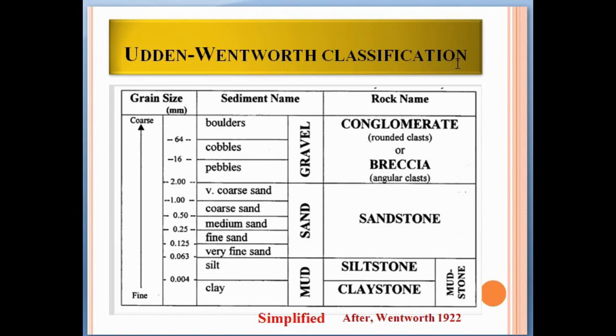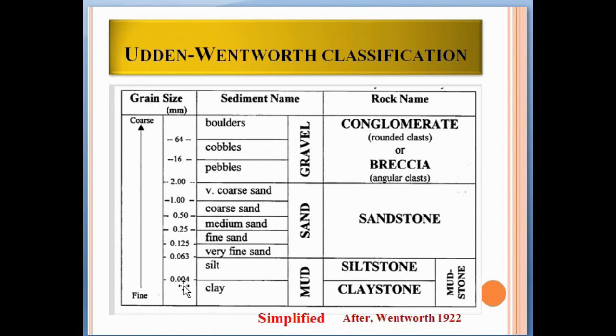Then the Wentworth classification. This classification or scale was given by Wentworth in 1922, and actually this is the simplified scale, as you can see. If you want to know more detail about this classification, you can search the internet, or you can take any sedimentary book. This classification is actually based on grain size. As you can see, clay is the fine grain, and this is the ascending order where the coarse grain is a boulder actually.